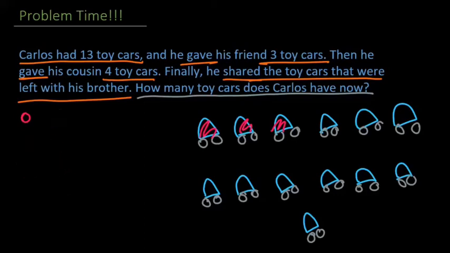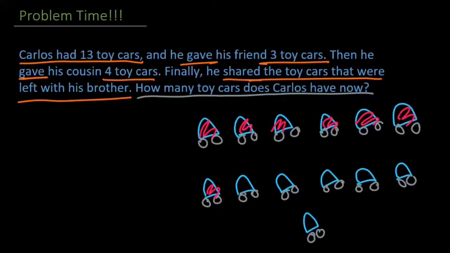So finally, we have 6, and we're going to color in 4 more cars. 1, 2, 3, and 4. We have 4 cars remaining. Finally, we divide this by 2 because it's just him. He shared the toy cars that were left with his brother. Shared means himself and the people that he's sharing it with. So it's both Carlos and his brother.